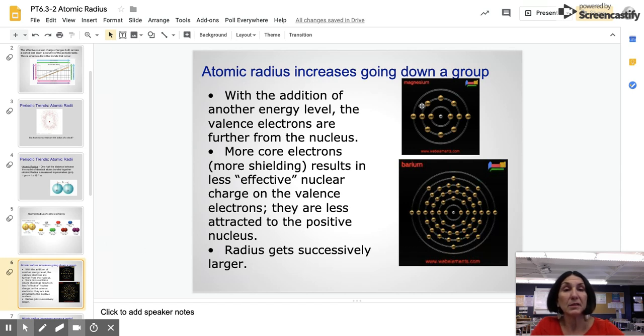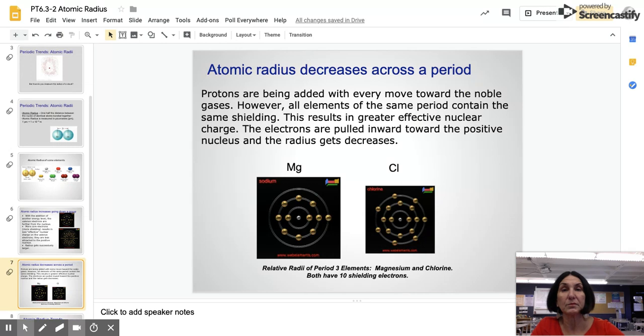Here you see magnesium and barium. These are both group 2 metals. And magnesium has 3 energy levels, whereas barium has several more. There's a lot more electrons here in barium. And so it's a larger atom.